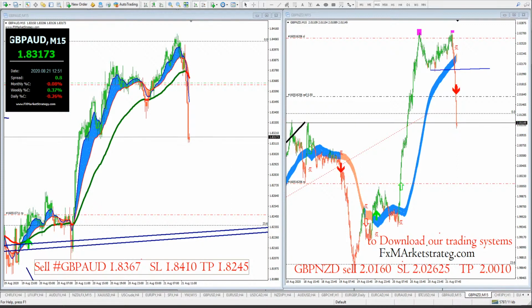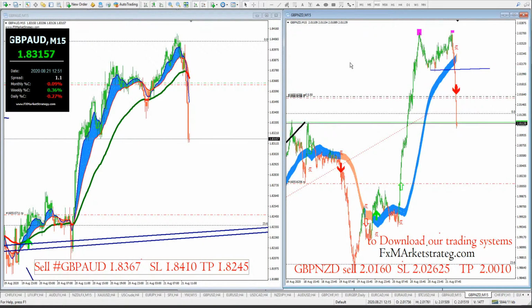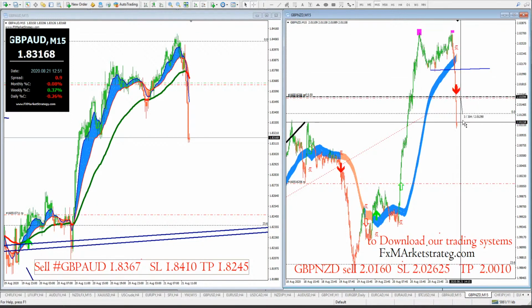Hey guys, we're looking back at the chart right here. We can move stop loss to entry for this one right here, just to be on the safe side. If you want to close this one, get some profit and get out, it's also your choice.